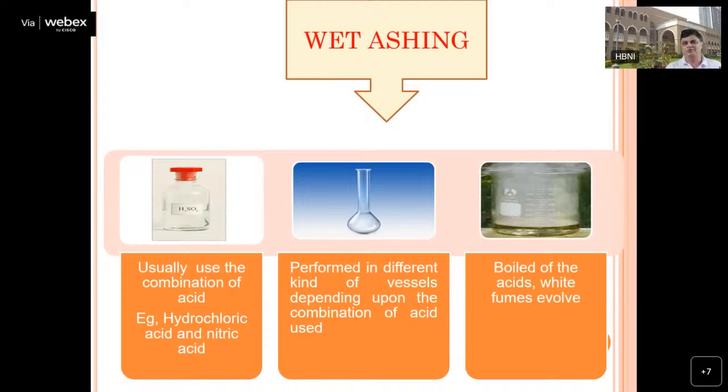This is how we perform wet ashing. We use hydrochloric and nitric acid, and in case silicates are present, we use HF, or if organic matter is present, then we use hydrogen peroxide along with HCl and HNO3.